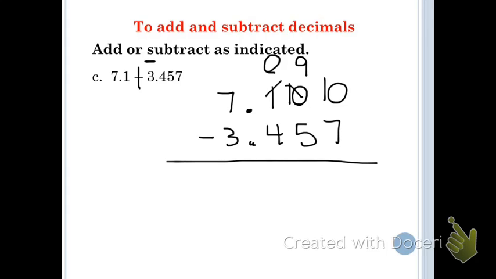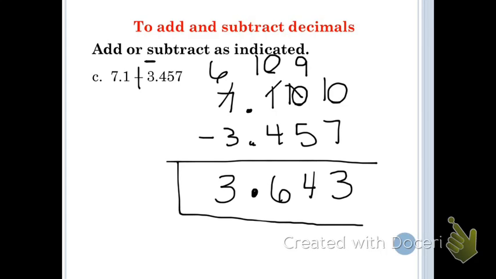10 take away 7 is 3. 9 take away 5 is 4. I can't take 4 from 0. 10 take away 4 is 6. My decimal comes straight down. 6 take away 3 is 3. 3 and 643 thousandths, and it's positive because 7 is larger than 3.